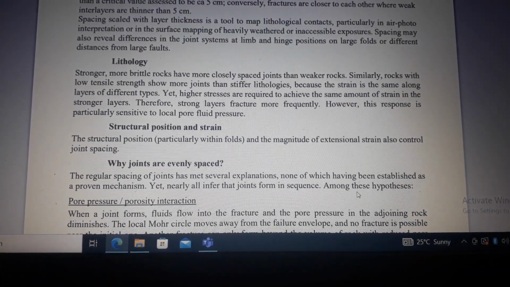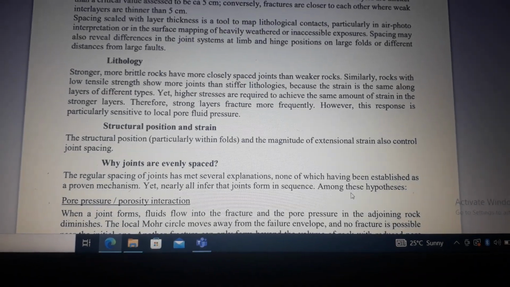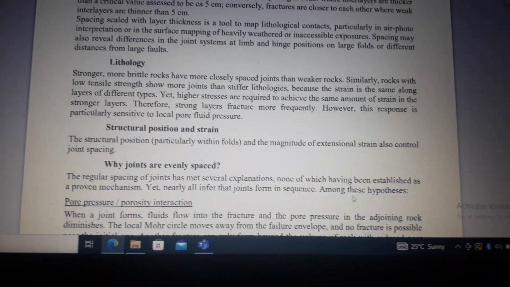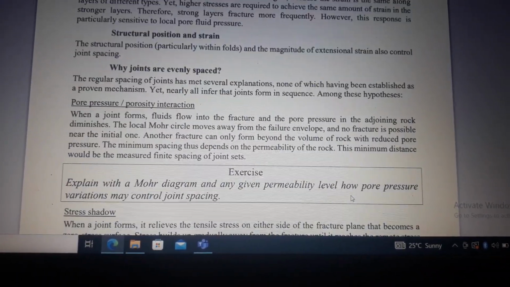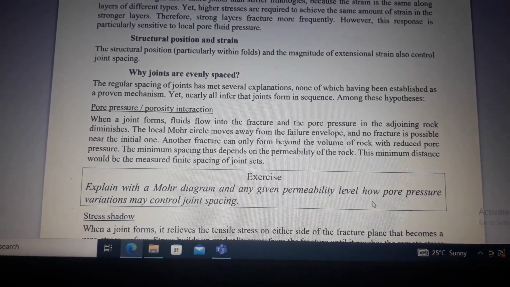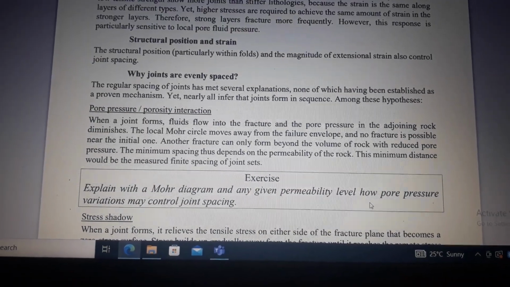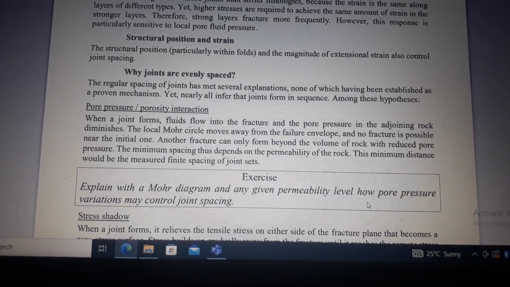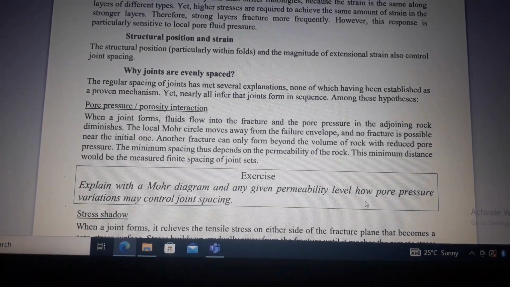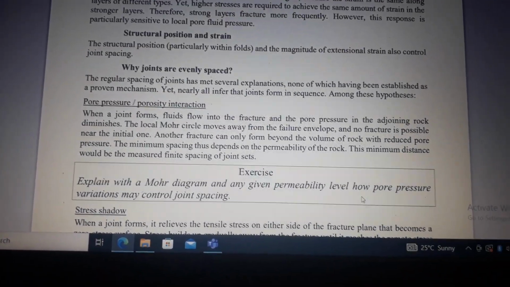The structural position, particularly within folds, and the magnitude of regional extension strain also control joint spacing. Joints are often evenly spaced. This regular spacing of joints has met several explanations, none of which have been established as a proven mechanism. Pore pressure or porosity interaction: when a joint forms, fluids flow into the fracture and the pore pressure in the adjoining rock diminishes.